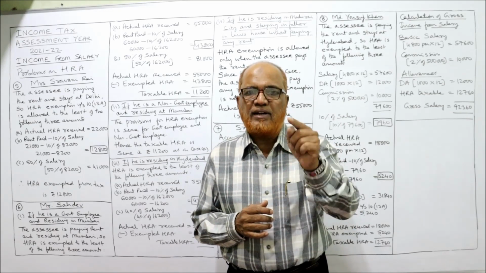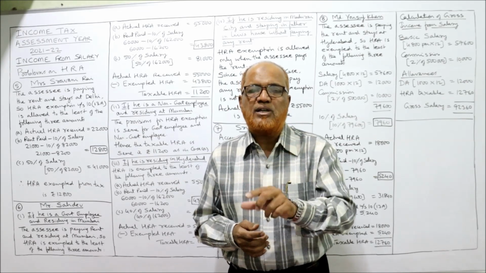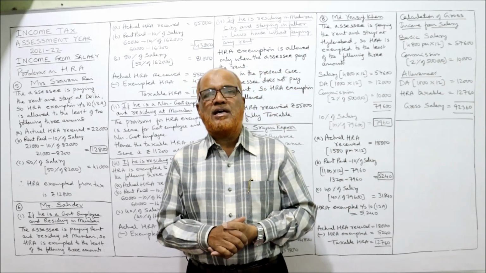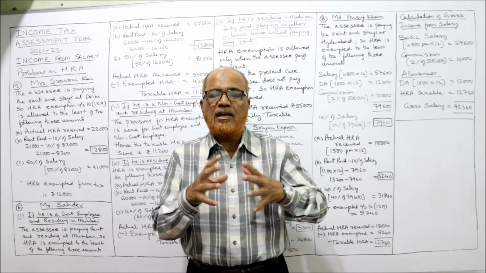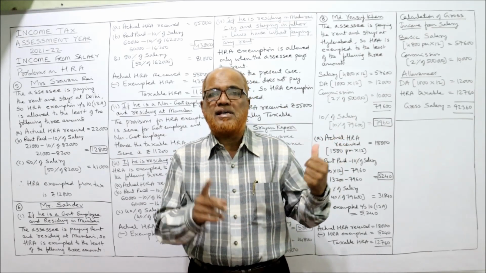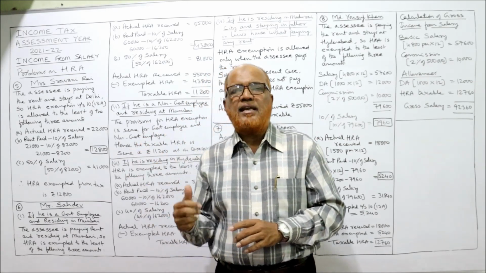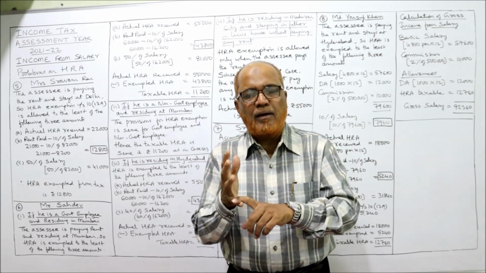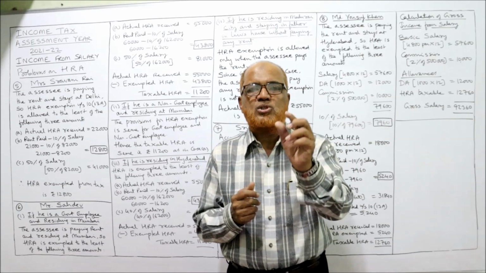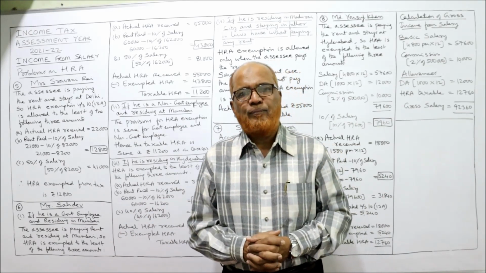DA will be included if it enters for retirement benefit, and commission if it is based on a fixed percentage of turnover. Make a note of this. Normally students commit mistakes regarding salary. While calculating EA, entertainment allowance, salary means only basic, nothing else. For calculating HRA, salary means basic pay plus DA if it enters for retirement benefit plus commission if it is based on a fixed percentage of turnover. These are the provisions of HRA.